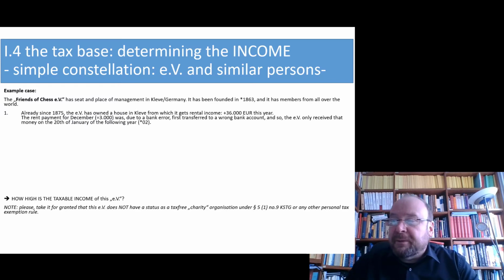The first thing which happened is, already since the year 1875, the EV has owned a house in Kleve, from which it gets rental income, 36,000 euro this year. The rent payment for December was, due to a bank error, first transferred to a wrong bank account. After the EV asked the bank what had happened, the mistake was corrected, and the EV received the money only now, on the 20th of January of the following year. That was the year 02 in the present case.